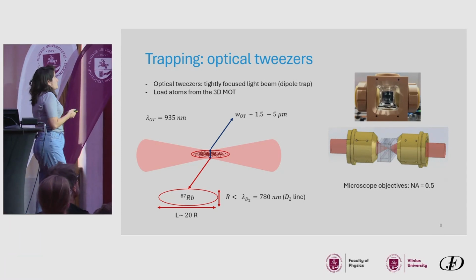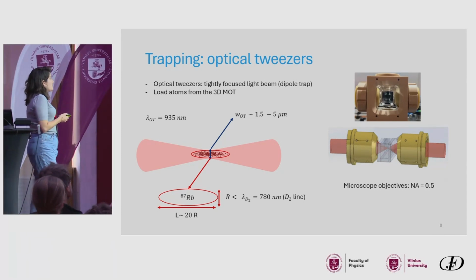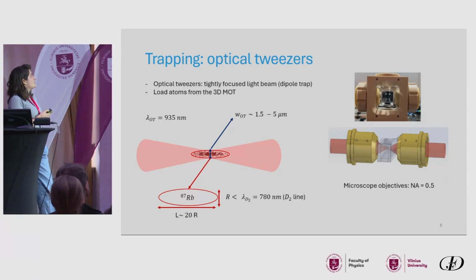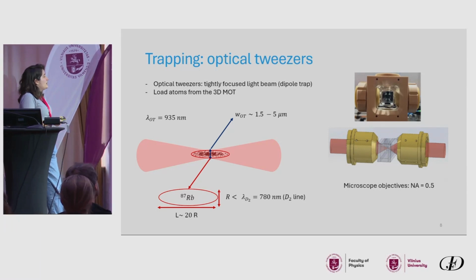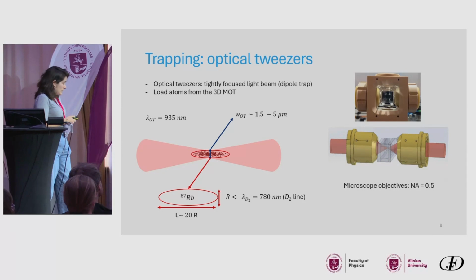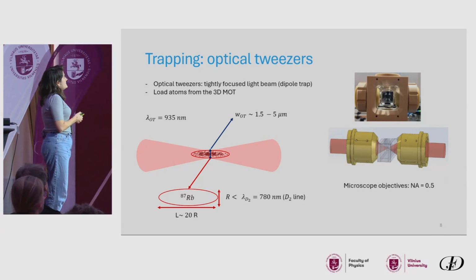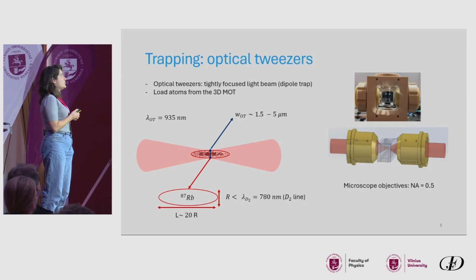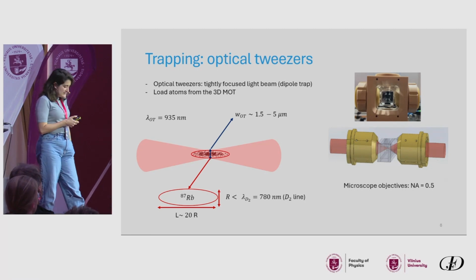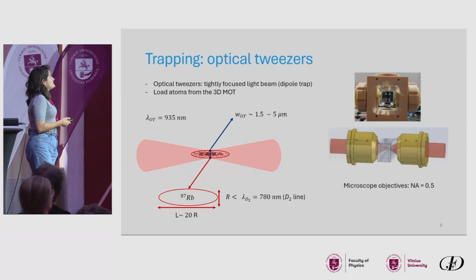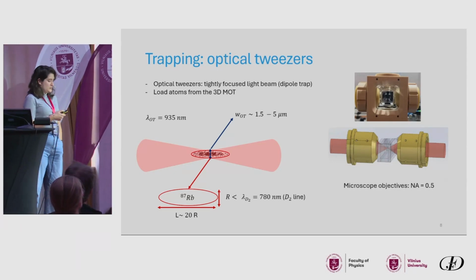The light beam must be red detuned with respect to the transition. For rubidium, we are always in the near infrared. The wavelength of the trap is 935 nanometers, which is bigger than the line of rubidium that we are going to use for physics. The waist is pretty small. We have a tunable setup, so the waist goes from 1.5 to 5 microns, more or less. The challenge is to have several thousand atoms in this optical tweezer.